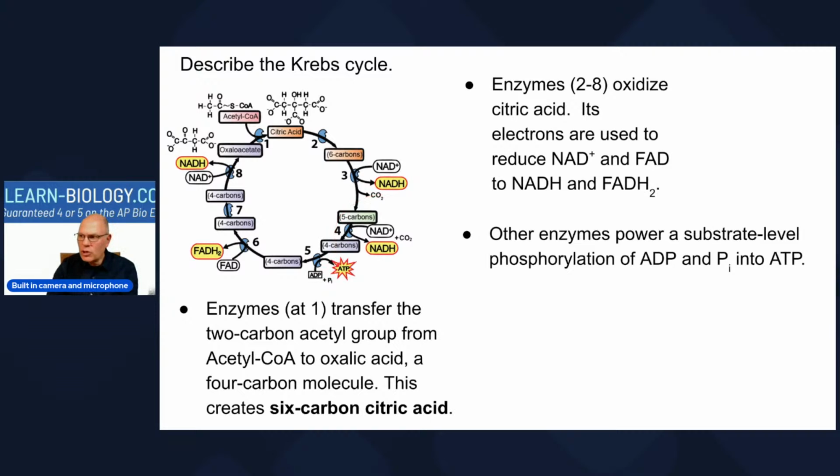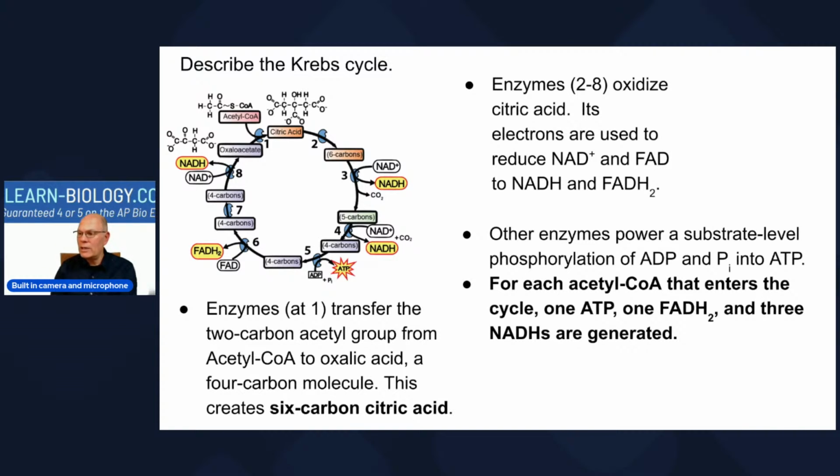Other enzymes that are shown over here power a substrate level phosphorylation of ADP and phosphate into ATP. So there we've got our energy molecule that can be used to do work. And that's an immediate outcome of the Krebs cycle. Now, if you're in a college course, there's an intermediate phosphorylation that involves GDP to GTP. But again, at the AP biology level, you don't need to know about that.